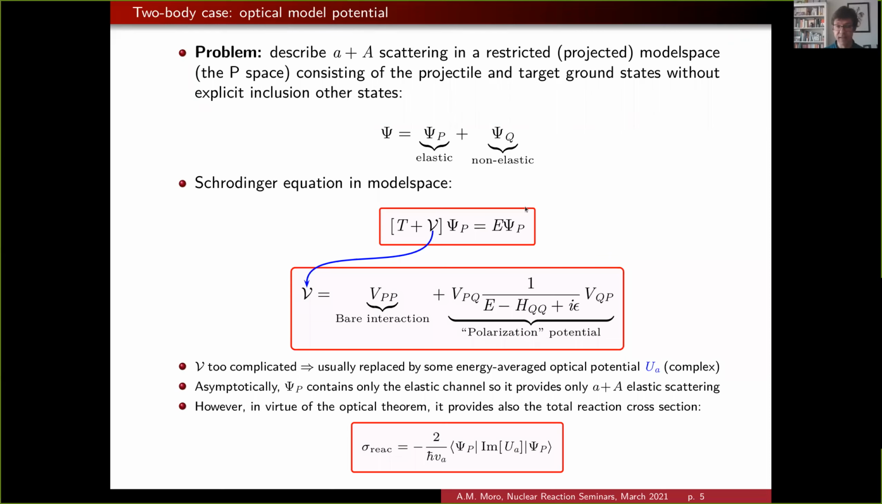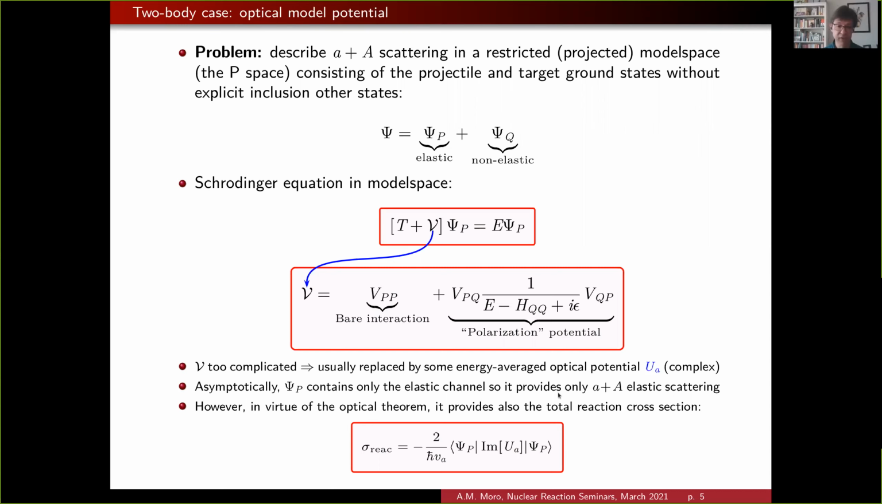This leads to an effective potential operator, this V, that contains not only the bare interaction between the projectile and the target, but also contains all the couplings, all the flux, all the competitions with different channels that are affecting the elastic scattering. So in general, this formal object is too complicated to handle, but we can replace this by some energy average and complex potential.